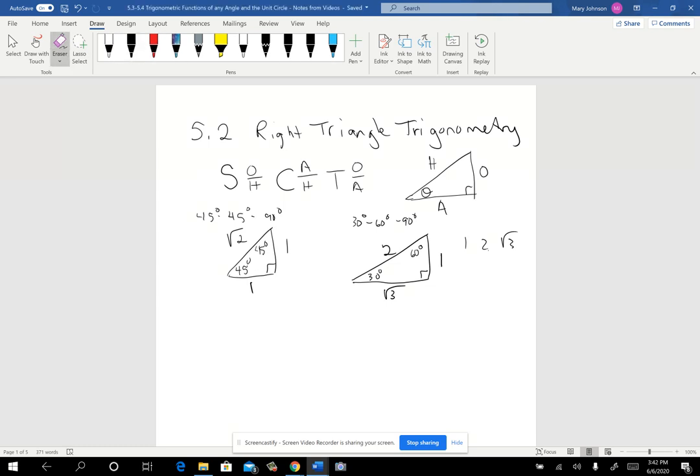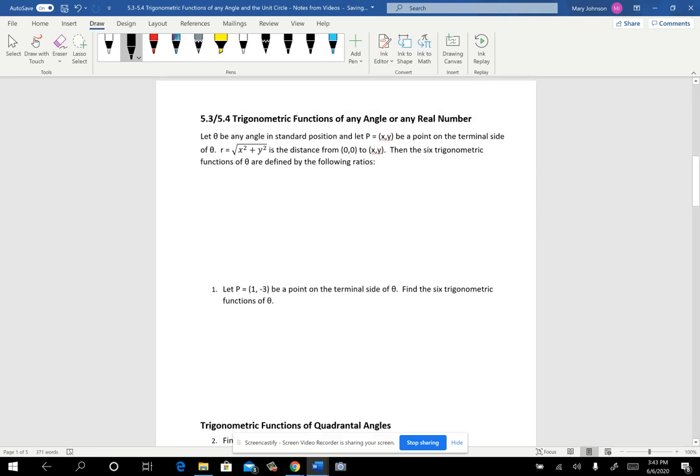You also need to know sine, cosine, and tangent, okay? But what's about to happen is we want to be able to find the sine, cosine, or tangent for angles of any size, okay? They don't have to be acute. And they don't have to be angles in a right triangle in order to have a definition, okay? So that's kind of what we're looking at in section 5.3 and 5.4. So let me go ahead and get started working on that.